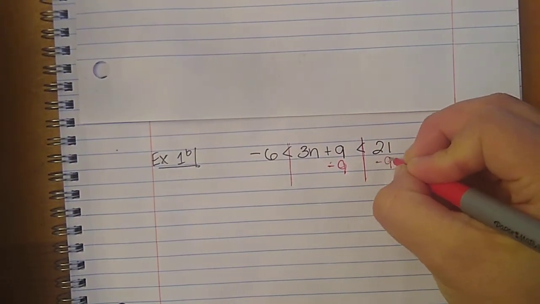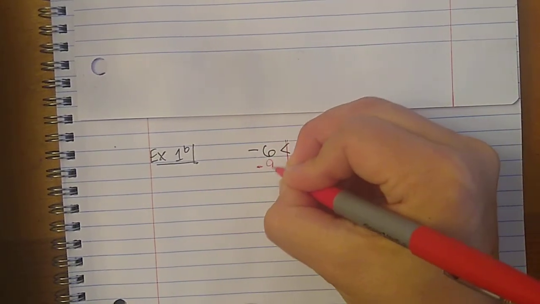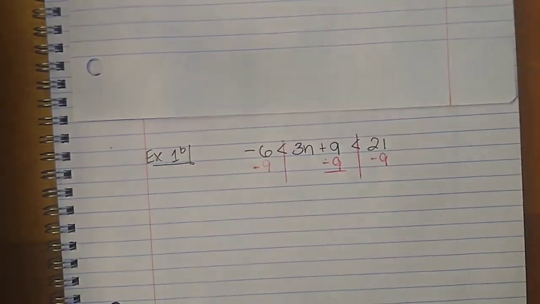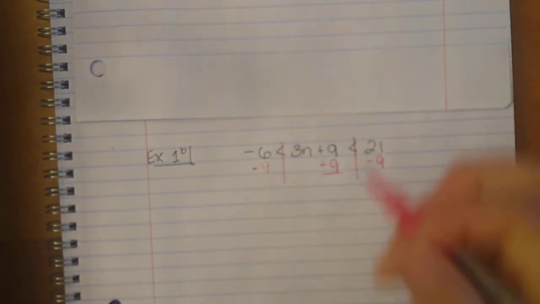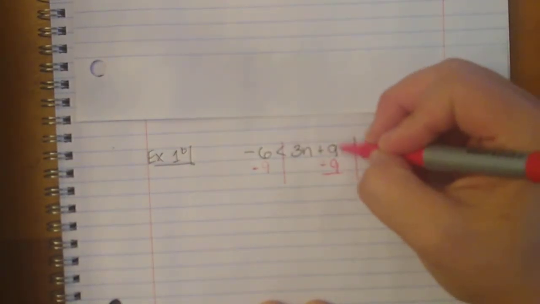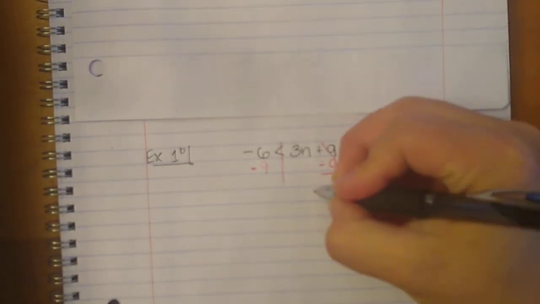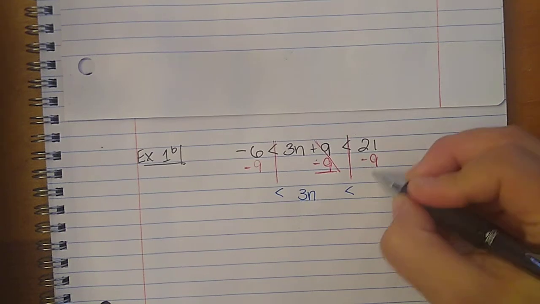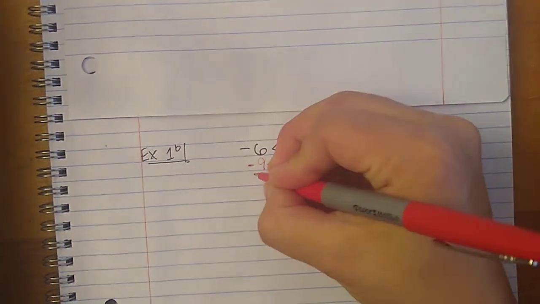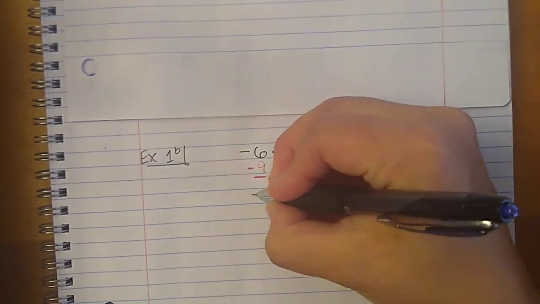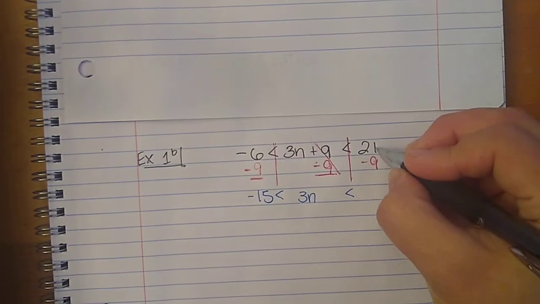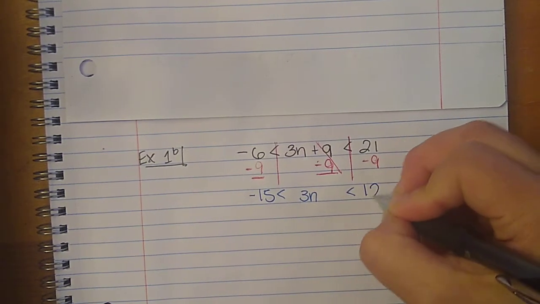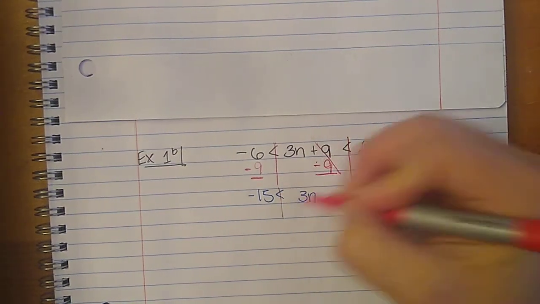In this case, I am trying to remove the 9 from the centerpiece of my inequality, and I do that by subtracting because that will zero that out and effectively cancel it out. So now I have 3n in the center of my inequality. Bring down my inequality symbols, and then I'm thinking, okay, -6 minus 9 is -15, and 21 minus 9 is a positive 12. Continue on with my inequality.